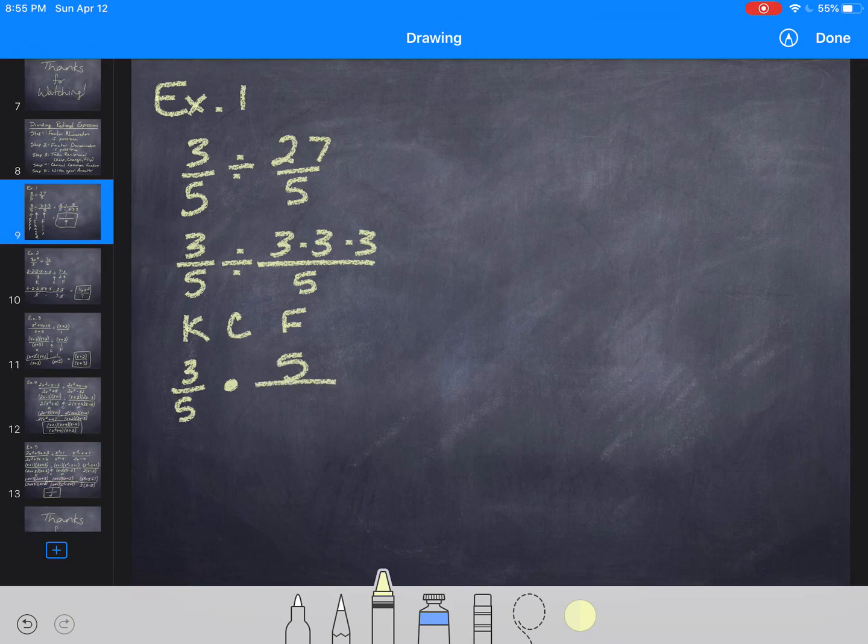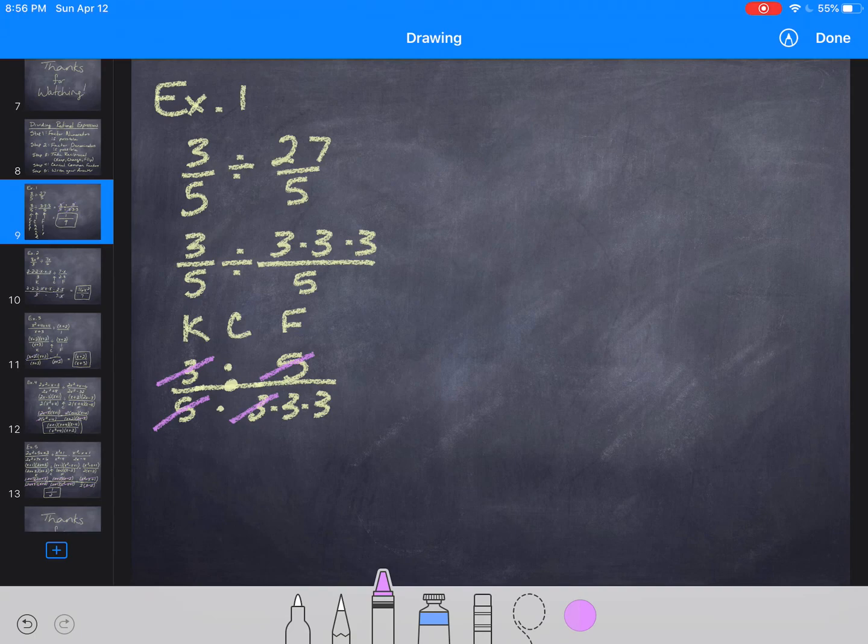So I end up with a 5 over a 3 times a 3 times a 3. Now we're going to put our fractions all together as one. And I can see that I have a 3 times a 5 in my numerator, and I have a 5 times a 3 times a 3 times a 3 in my denominator. Here is where I'm going to cancel my common factors. 3 in my numerator and a 3 in my denominator. I have a 5 in my numerator, I have a 5 in my denominator.